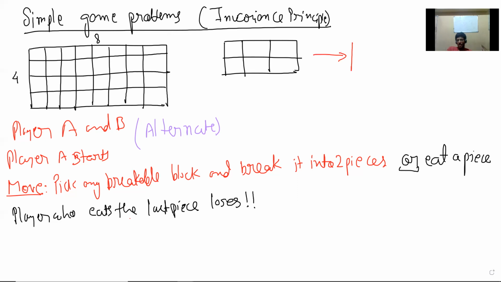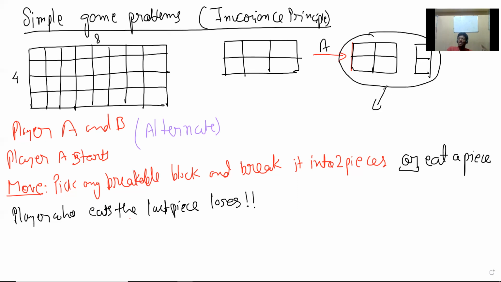Otherwise, he breaks it like this, or he can break it in many ways, but let's say he breaks it like this. So this is what A does. Now, what can B do here? B can eat a piece or break. Eating a piece means there are two pieces, and he can eat one of them. Let's say B eats the big piece. Then A has to work with this. Now A can eat this piece, but then he loses. So he breaks it.